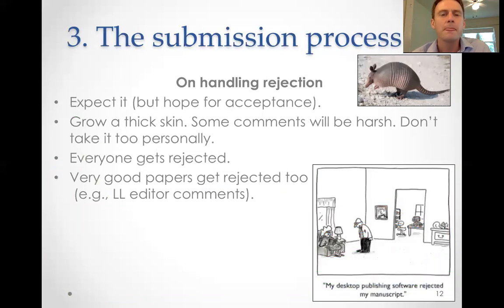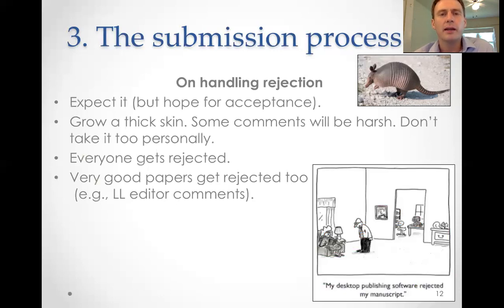Grow thick skin. Sometimes the comments will be harsh. Some reviewers are going to take advantage of their anonymity and be a little bit more critical than they might be if you knew who they were. So don't take it too personally. I know we put our heart and soul into our work, but don't take it too personally.